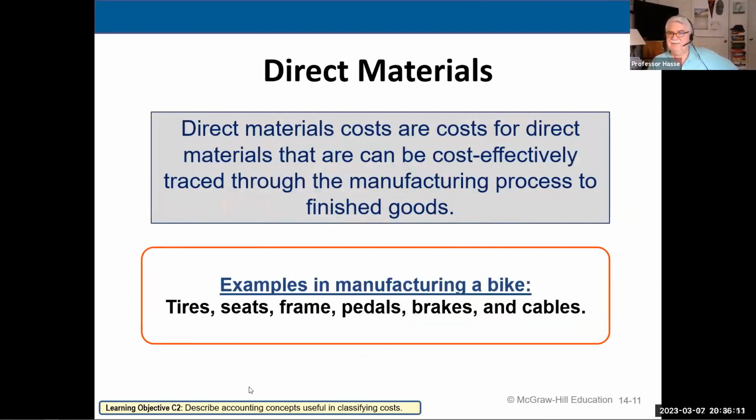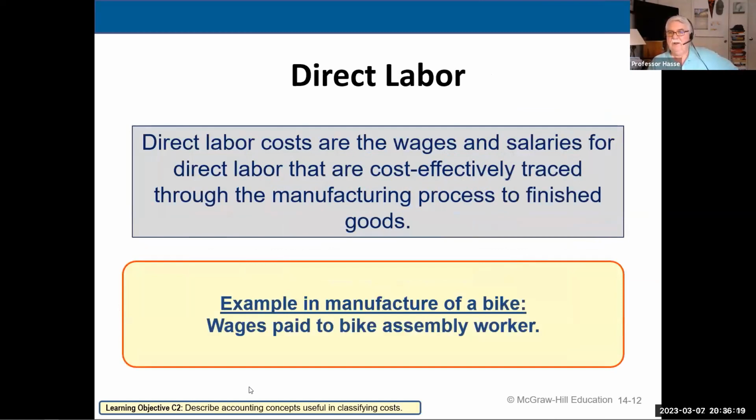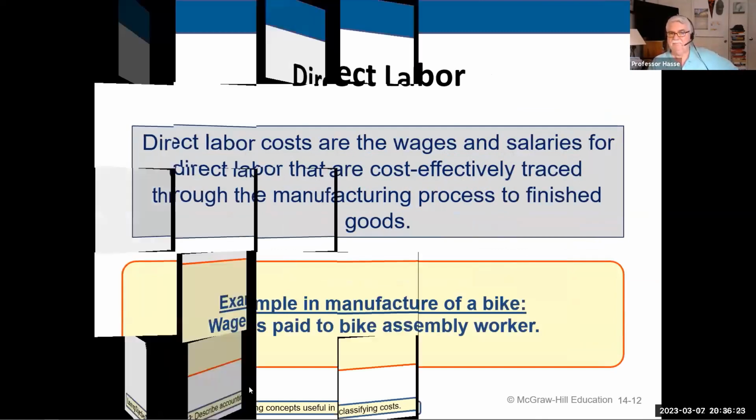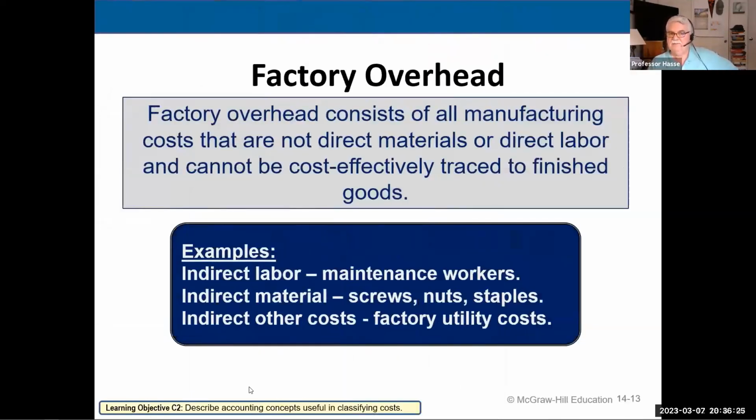Direct materials. What does it cost us in plastic, in electronics, and steel to produce our product? Labor. How much does it cost for the labor who's constructing our products? And factory overhead. This is indirect costs. Those are people who don't actually put together the product, but the factory can't succeed without maintenance workers, without utility costs.